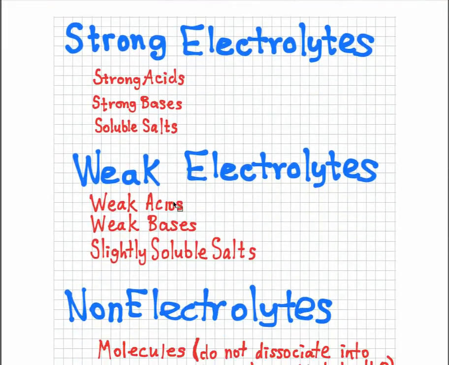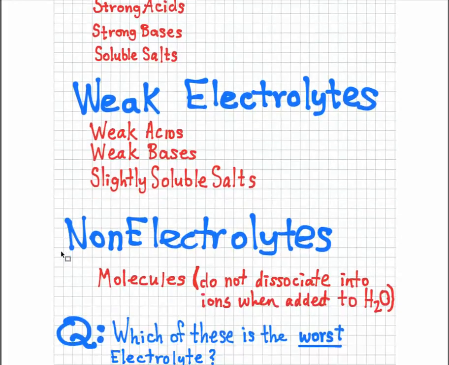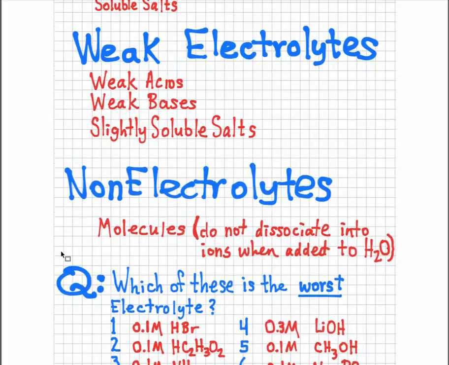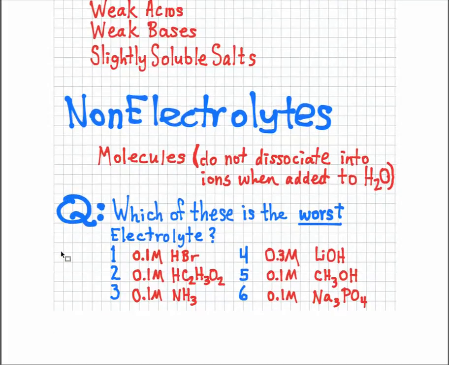Strong electrolytes: strong acids and strong bases, and soluble salts, salts that dissolve in water. We'll talk a lot more about strong acids and strong bases soon. Weak electrolytes, like the weak acids and weak bases, and the salts that only dissolve in water a little bit. And the non-electrolytes, the molecules that don't break up into ions at all.